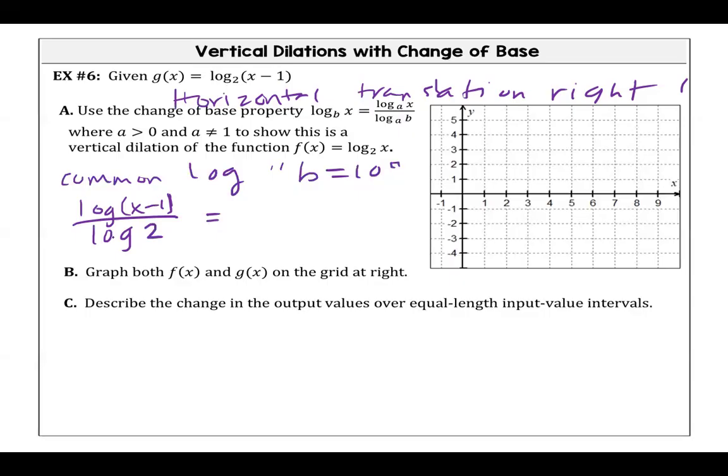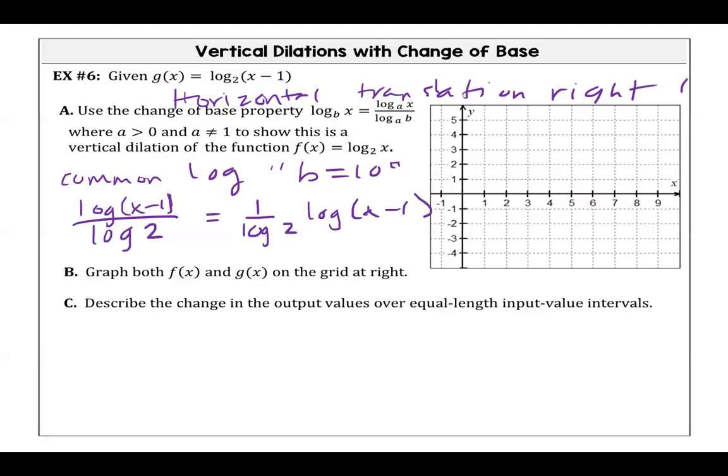When you have a division problem, it can be written as a multiplication factor. So this is the same thing as 1 over log of 2 times log of x minus 1. A division problem can be written as a factor of a fraction. Does that make sense? So now, instead of it being a log base 2 horizontal translation, it is now a common log that is translated and dilated. Does that make sense? Do we see that?